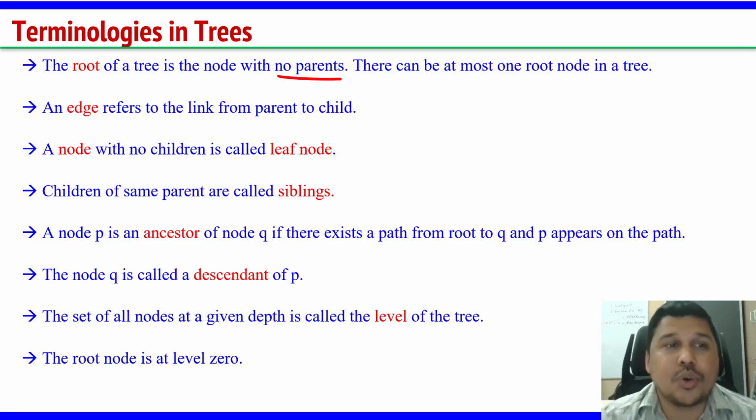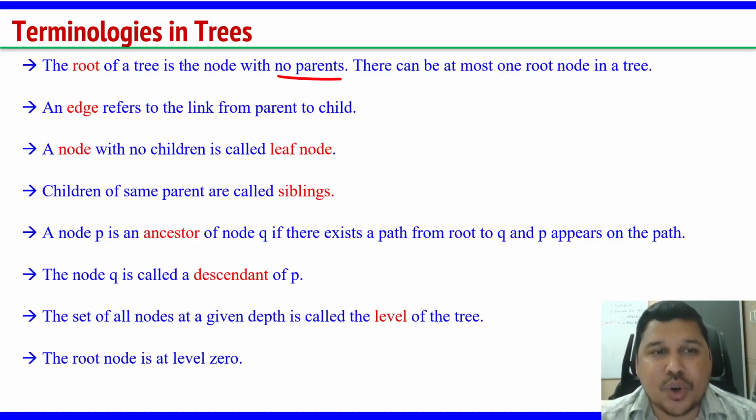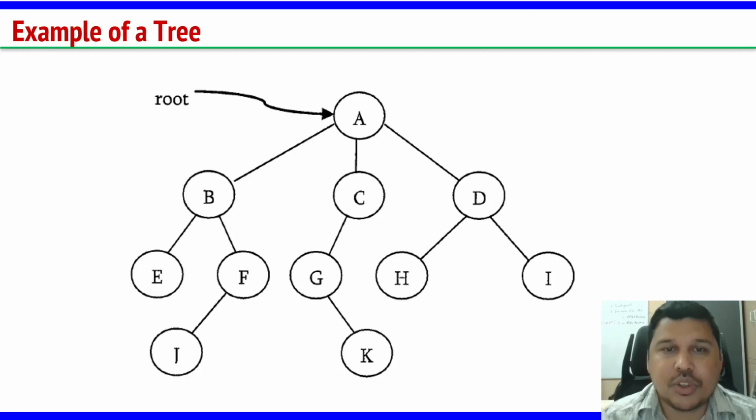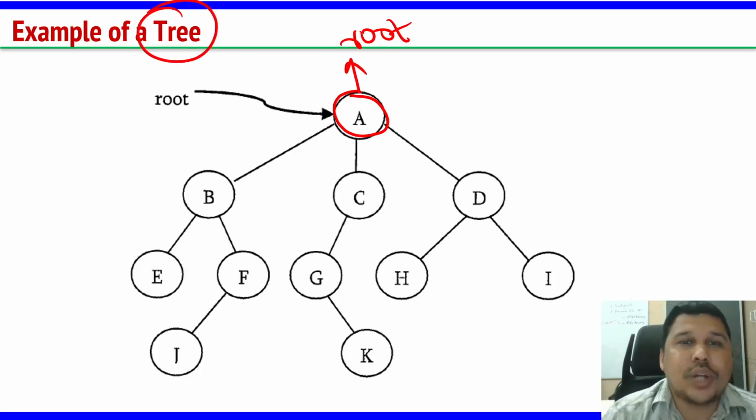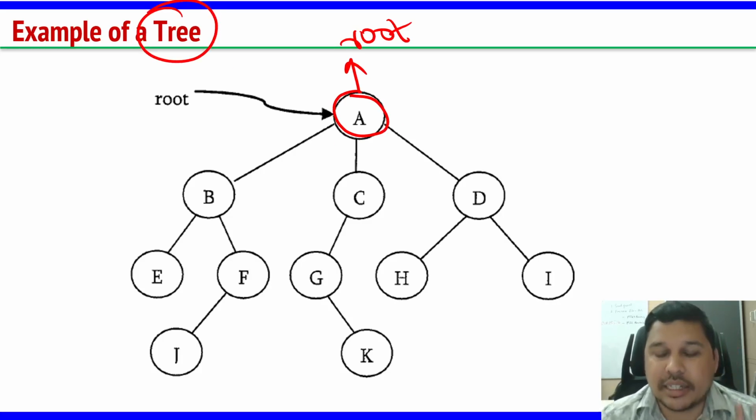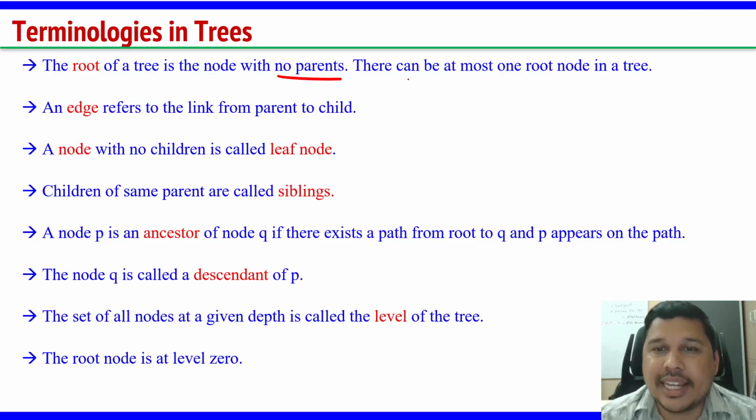So what is your root node? The root of a tree is a node with no parents. If you see, in this tree, A is the node which does not have any parent above it. So this is your root. Generally the belief is that every tree should have only one root. That's a standard assumption here. There can be at most one root in a tree.